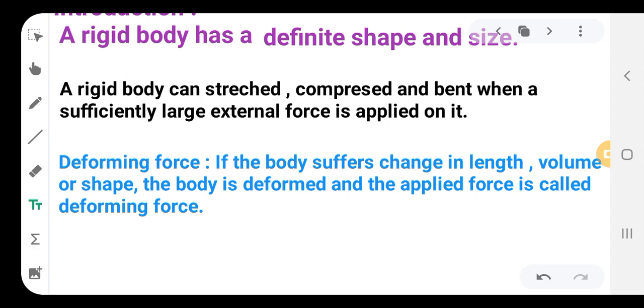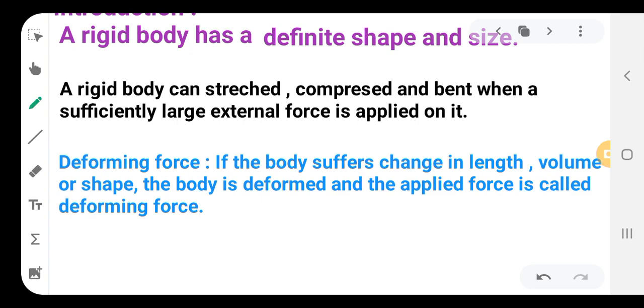It starts with a rigid body. In this chapter, solids means a rigid body. A rigid body is a body which has a definite shape and size. For example, a metal rod, or a sphere made of metal, which is rigid and cannot easily be deformed into another shape. It is known as a rigid body.